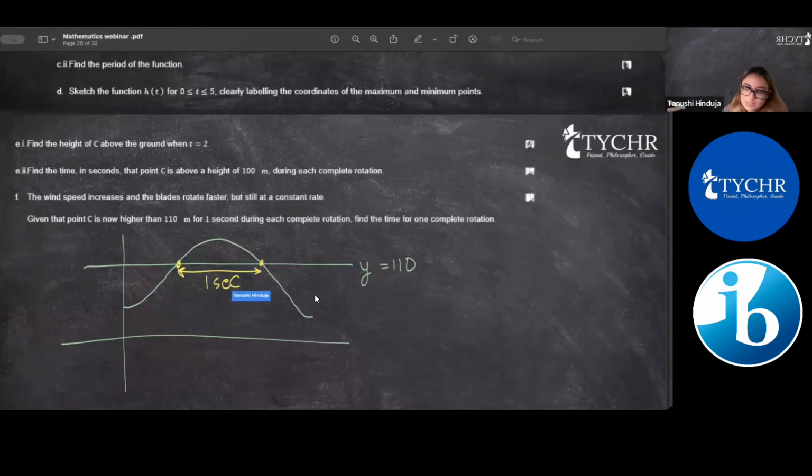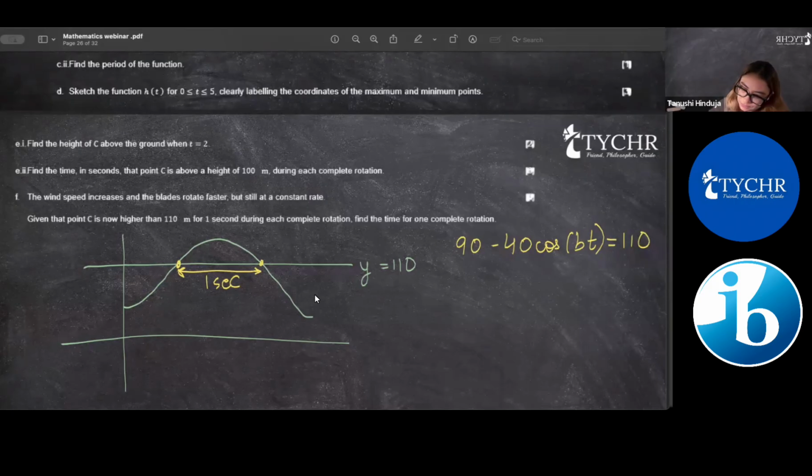So what I'll do now is, of course the period is affected, right? So the period changes. My function is 90 minus 40 cos bt, with some b value I don't know, because the period is different now. So I'll first find when it becomes 110. How does it become 110?